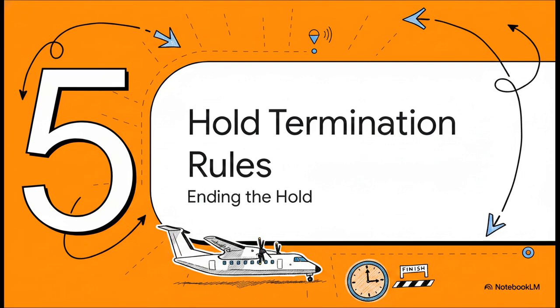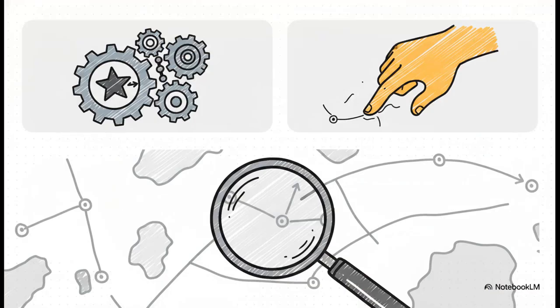And finally, Section 5, Hold Termination Rules. We've reached the end of our cockpit flow, where we determine exactly how the FMS terminates the hold. So the Q400 FMS features both automatic and manual termination for holding patterns. But how do you actually know which one is going to happen? Well, to figure out if it'll be manual or automatic, you just have to check the waypoint depiction on either your navigation or your flight plan pages. The system literally shows you what it plans to do visually.